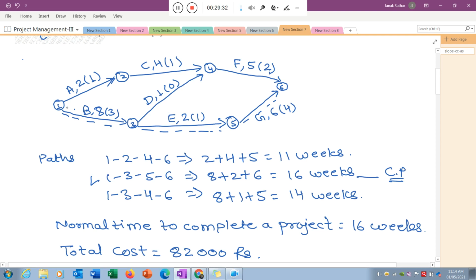Okay, I reduce this particular activity, assume that 1 to 3, I reduce by 3 weeks. Now the activity B is the 5. So here the 1, 3, 4, 6 path will be reduced by 3 weeks. Now this 1, 3, 5, 6 will be 13 weeks, approximately, reduced by 3. So you can say this will be 11 weeks, so still my critical path will be the same.